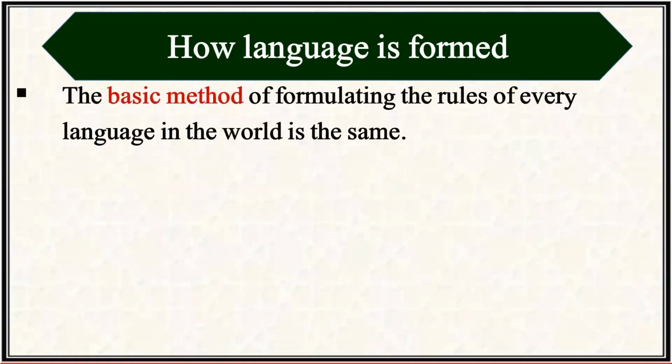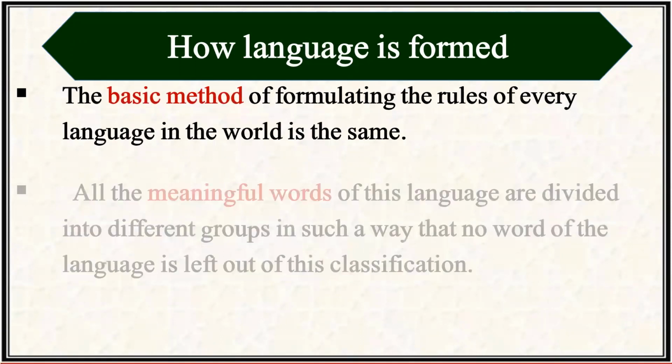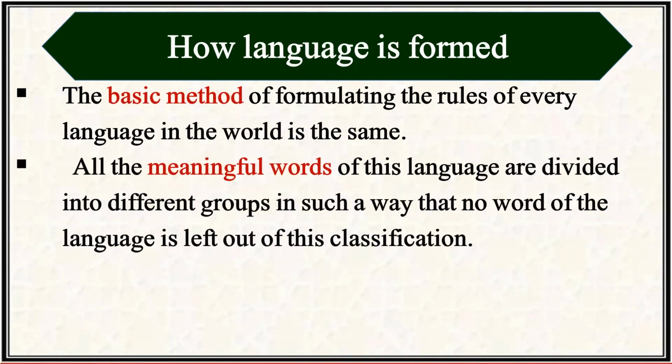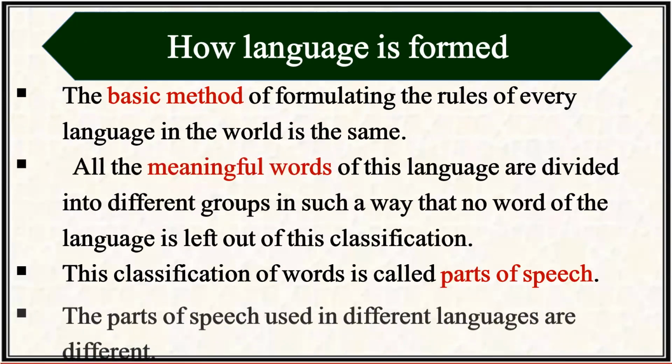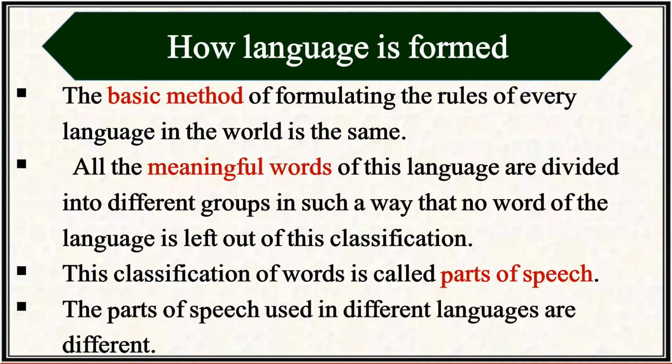The basic method of formulating the rules of every language in the world is the same. What do they do? They collect all the meaningful words of the language, and they divide the different words in different groups in such a way that no word of the language is left out of this classification. Now, this classification of words is called parts of speech. And if you remember, we have learned these parts of speech of different languages once we were in our school days. Now, parts of speech for every language may be different from the other languages.